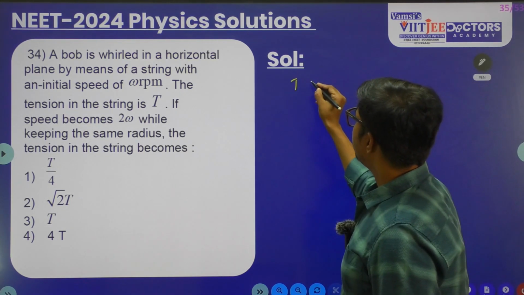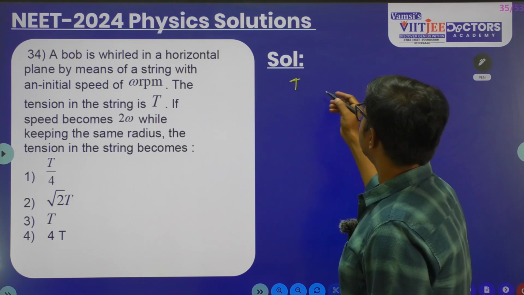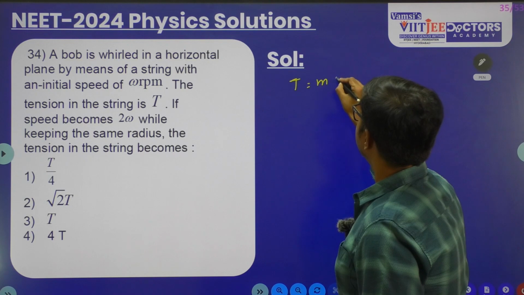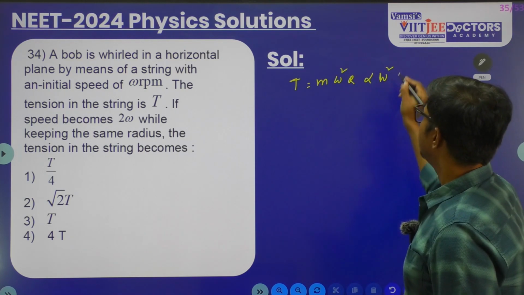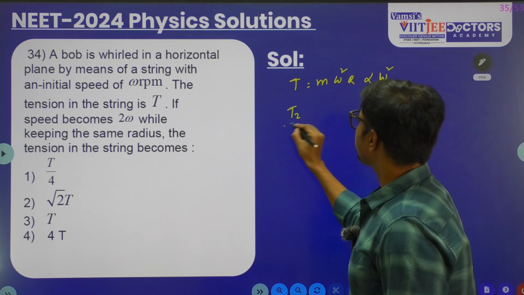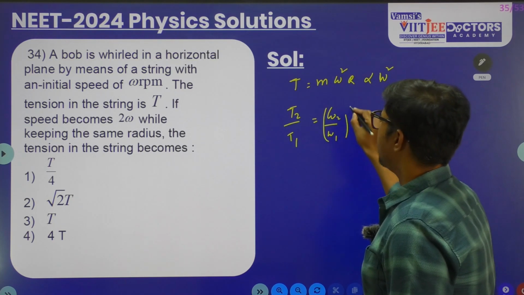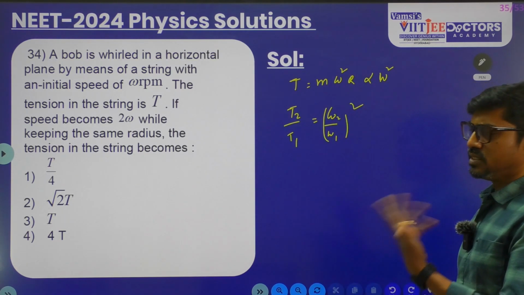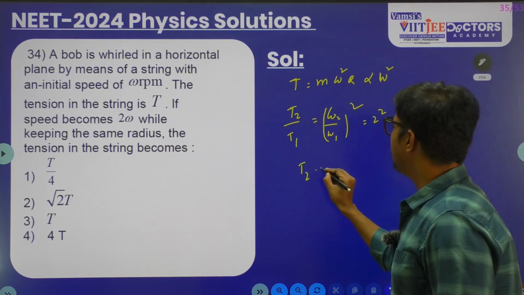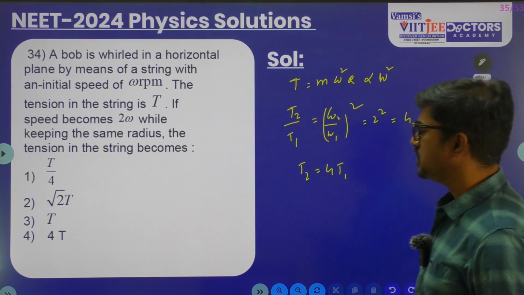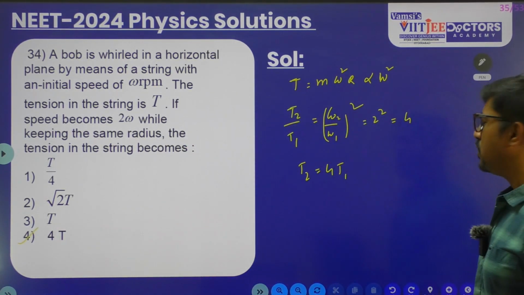You know that tension is actually providing the centripetal force, m omega square r. So it is proportional to omega square. So T2 by T1 will be equal to omega 2 by omega 1 whole square. They said omega is doubled. You get 2 square, meaning 4. So T2 equals 4T1. Very simple question. You should be able to do that with just board level preparation.